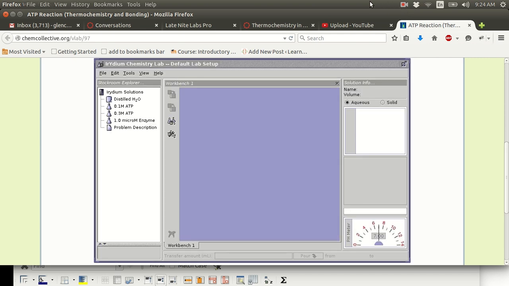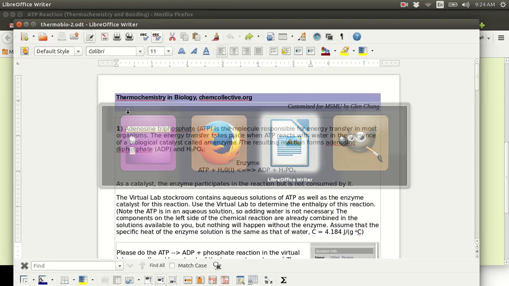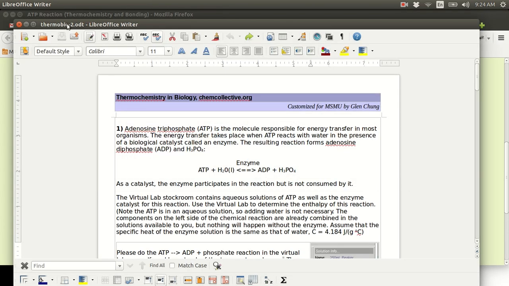Hi, it's Glenn, and I'm here with the Thermochemistry and Biology Virtual Lab. I have saved this under a different name on my computer after downloading it in order to be able to edit the file.